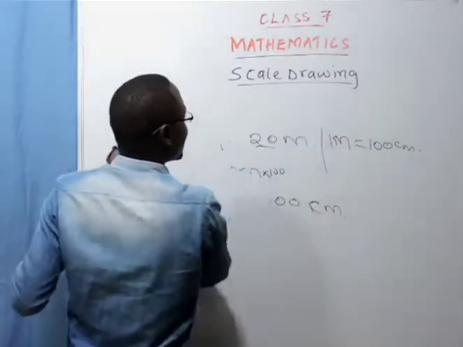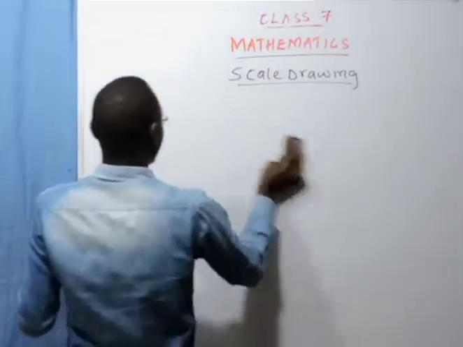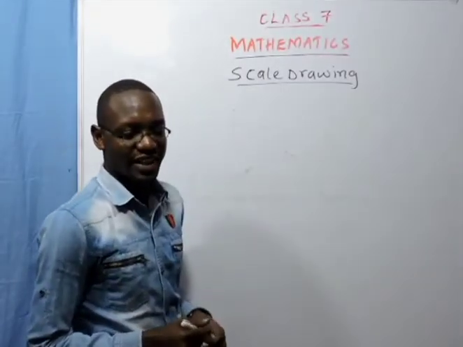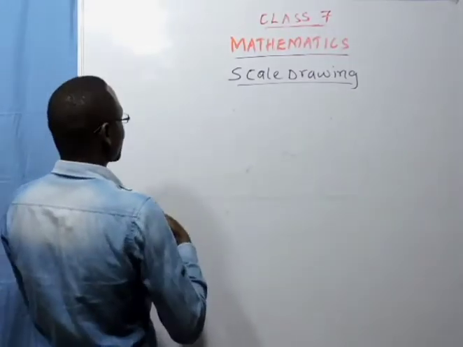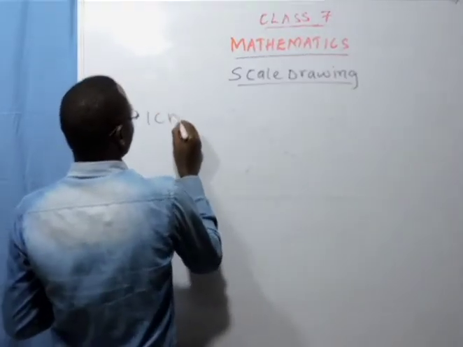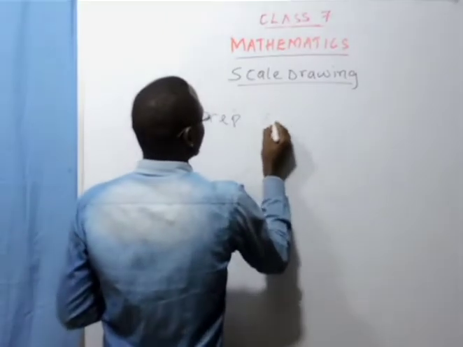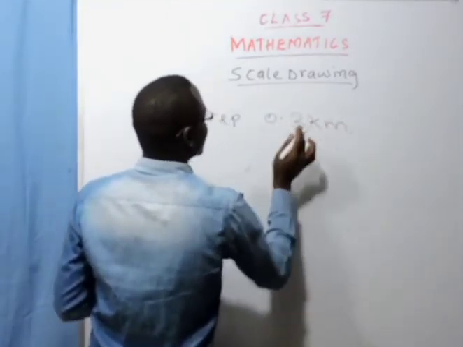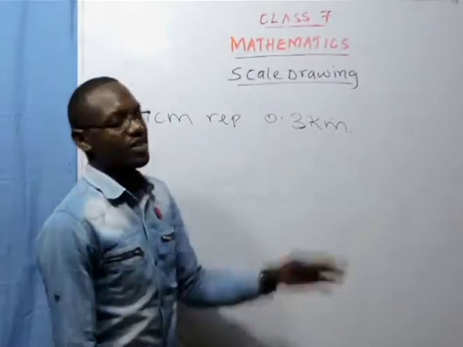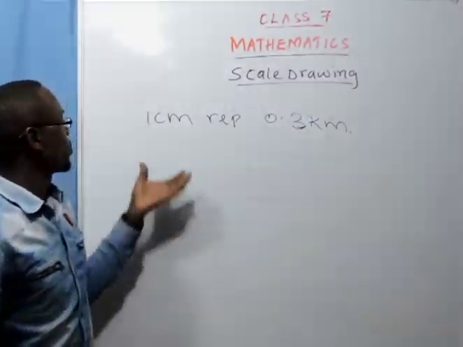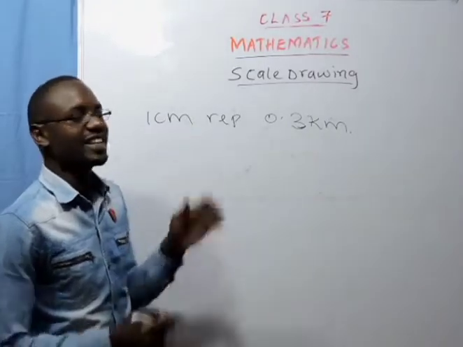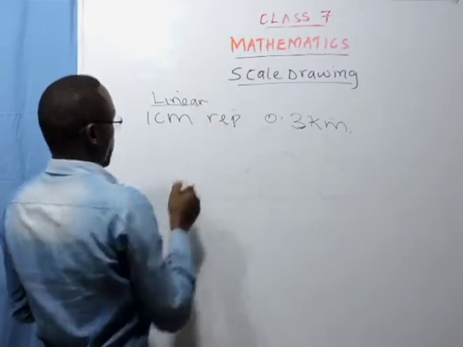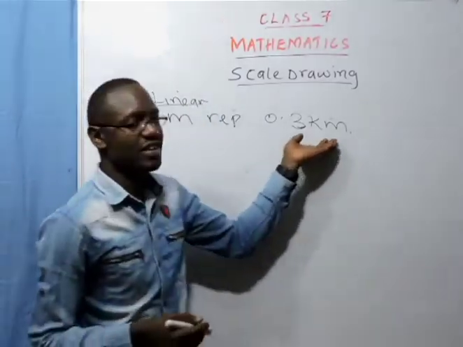We are writing scale in linear and ratio form. Then you are given a scale. Write the scale: 1 centimeter represents 0.3 kilometers. 1 centimeter represents 0.3 kilometers. So we can write this scale. This is scale in linear form. This is what we call the linear scale.